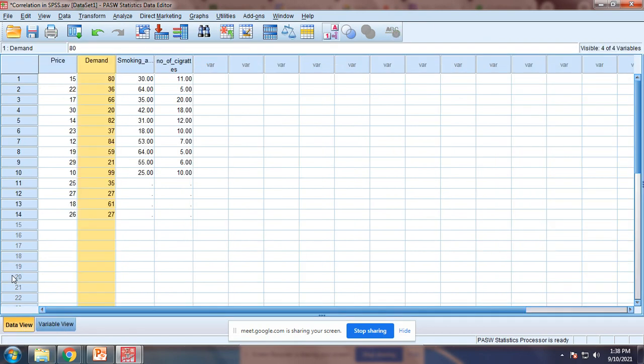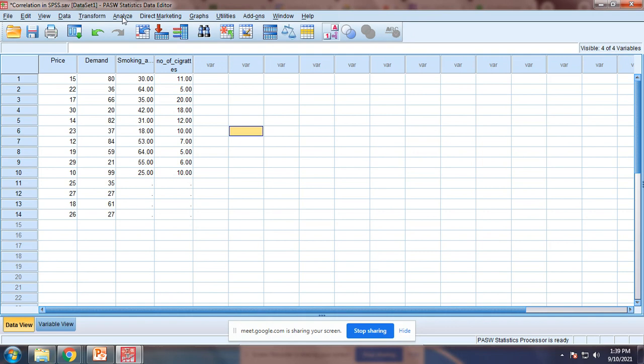In your exam, whether first midterm or end semester, you have to enter the values in your SPSS software. For now, I have shared the sheet with you, but for the exam, you have to enter the data into your SPSS variable view and data view, and then run your analysis.